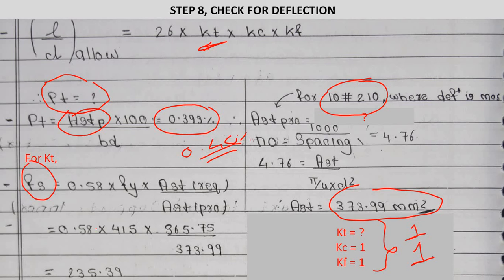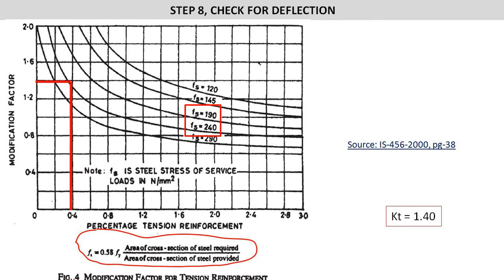So provided is over here, and the required value we have calculated in the fourth step of part 1. By this we have found the value of Fs as 235.39. Now these two values we have to remember: percentage of steel as 0.4 and the value of Fs as 235.39. Now come on to this graph.